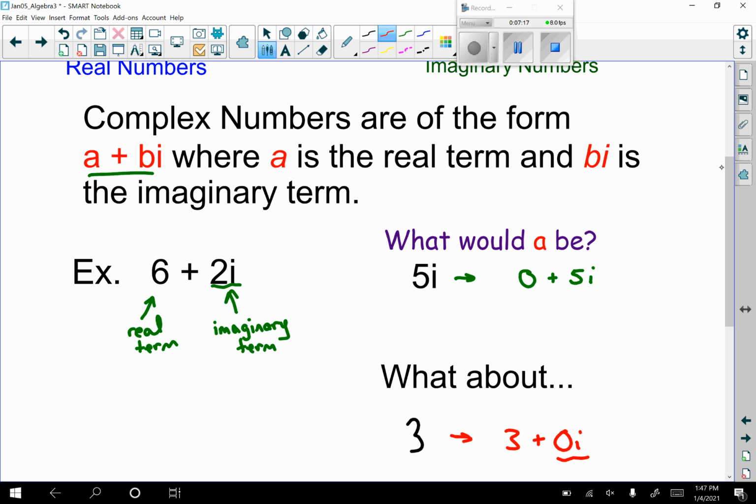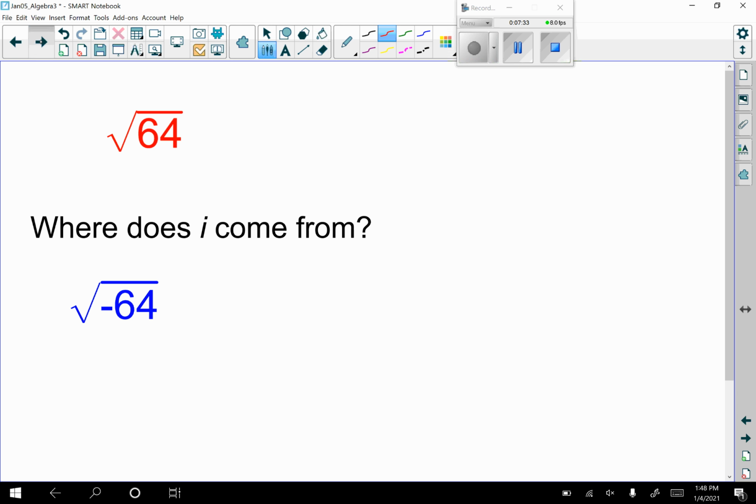So what are we going to do with these complex numbers? We're going to add them, subtract, multiply, and divide. But before we do that, we need to know where the i comes from. How were mathematicians able to just create this term? Let's see where it comes from. All right, so if we just look at the square root of a positive 64, we know that is just 8. So where does i come from?